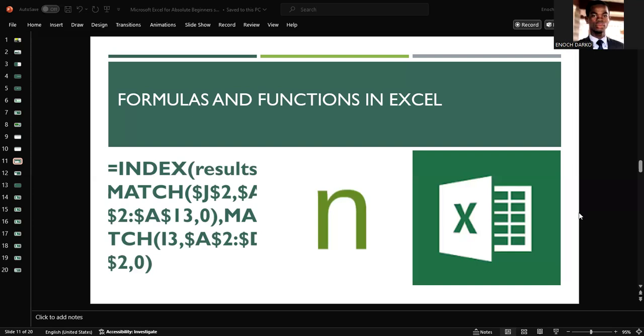Okay. So a formula is basically a mathematical expression that you use to manipulate data. So when you are working in Excel, the mathematical expression that you'll be writing is what we refer to as formulas. I'll define functions as we go along.